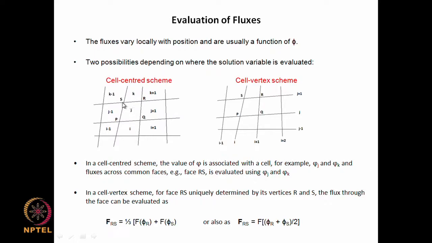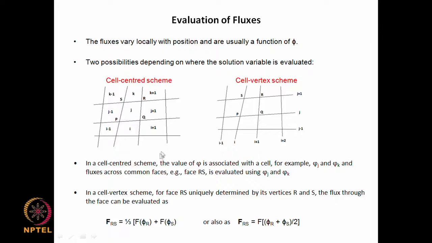If I need to know the value at S or PQRS, then I will get it by interpolation from these cell centered values. Here, in the cell vertex scheme, you are saying that I evaluate the variable value only at these vertices. If there is any need for evaluation of phi at any other point, I do it by interpolation.